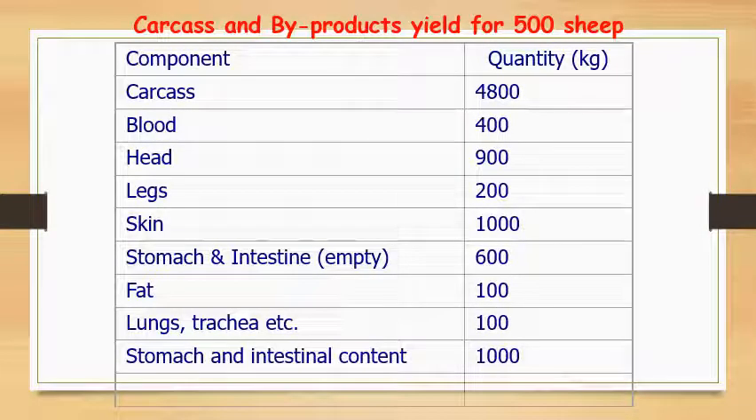Here, just to get an idea about the quantum of byproducts in case of small ruminants, say about 50 sheep. If we slaughter them, we can get carcass about 4,800 kg weight, blood 400 kg, head 900 kg, legs 200 kg, skin 1000 kg, stomach and intestine after emptying 600 kg, fat 100 kg, lungs and trachea 100 kg, and stomach and intestinal content 1000 kg. This is just to get an idea about the quantum of different byproducts available in case of small ruminants.